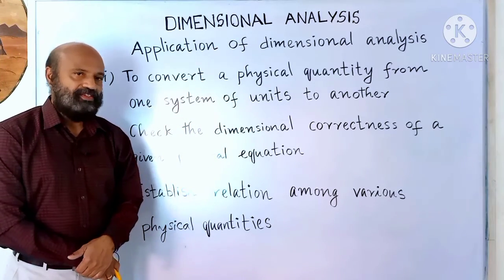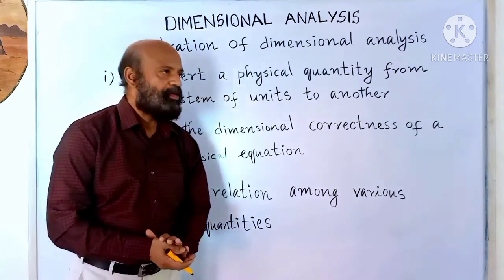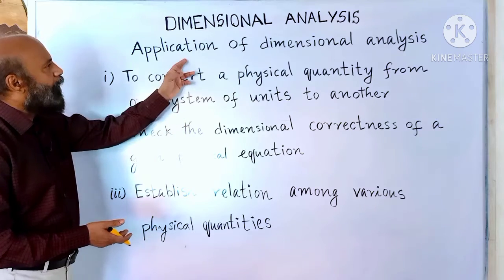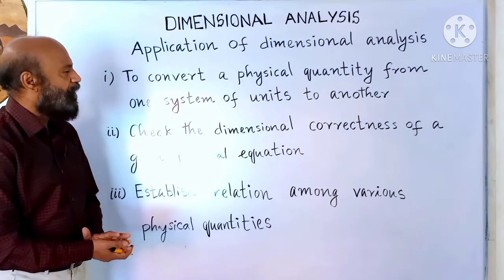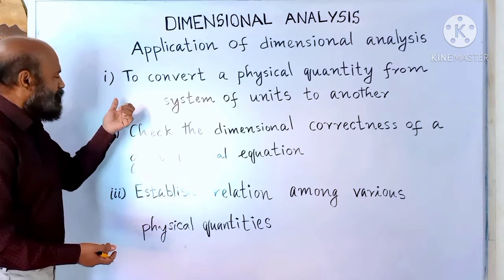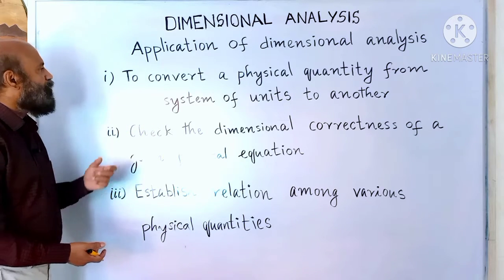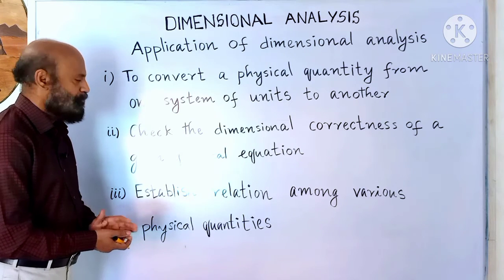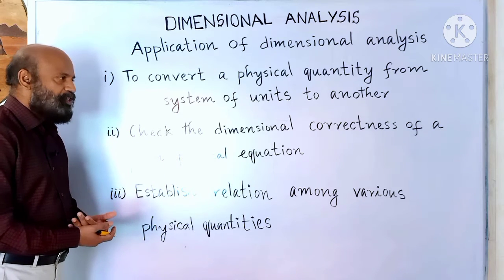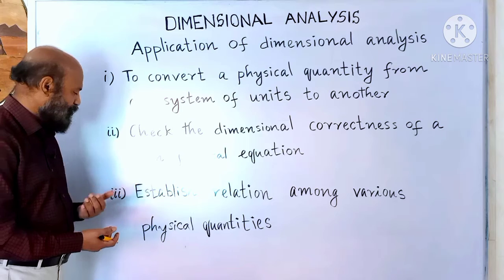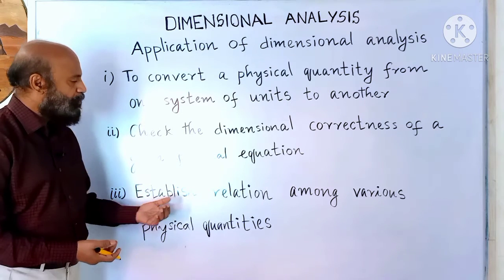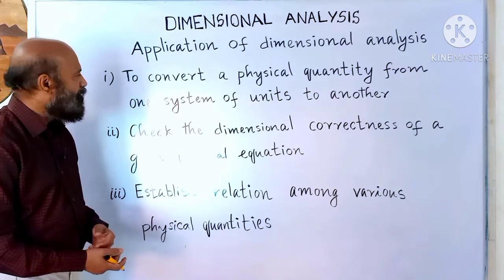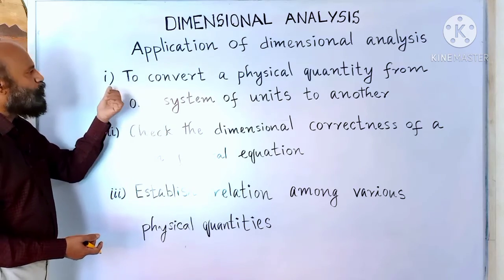Dimensional analysis. In my previous video, I explained what is the dimension of a physical quantity. In this video, I'm going to explain the applications of dimensional analysis. There are three applications. First, to convert a physical quantity from one system of units to another. Second, to check the dimensional correctness of a given physical equation. Third, to establish the relation among various physical quantities. In this video, I am going to explain the first application.